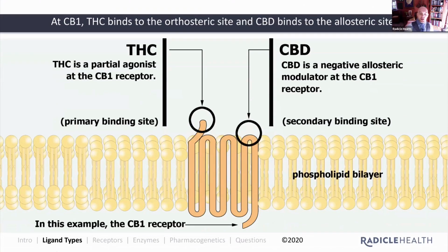Back to our illustration, you can see now that I've replaced the orthosteric site with THC. This would be an example of binding at the CB1 receptor. THC is binding at the orthosteric site as a partial agonist. Our G protein coupled receptor again is CB1, and CBD is binding at the allosteric site as a negative allosteric modulator, inhibiting the effects of THC.